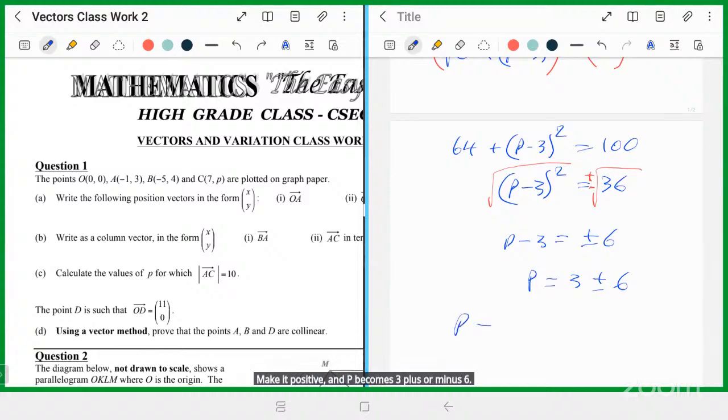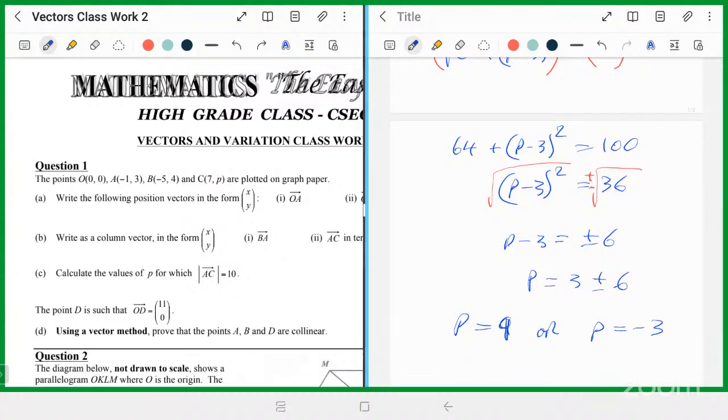So P equals 3 plus 6 first, that's the first value, which is 9. Or P is 3 minus 6. 3 minus 6 is negative 3. And those are the two possible values of P. That will make the modulus equal to 10.